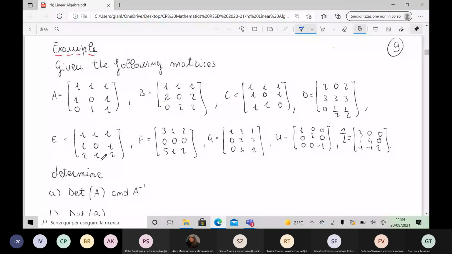Now, go to F. I told you that when you have a row or a column of 0, the determinant is equal to 0. So the determinant of F obviously is 0. If you do not believe me, develop the determinant along the second line. So without doing computation, you get 0 immediately. Otherwise, develop it along the line or the column you prefer.